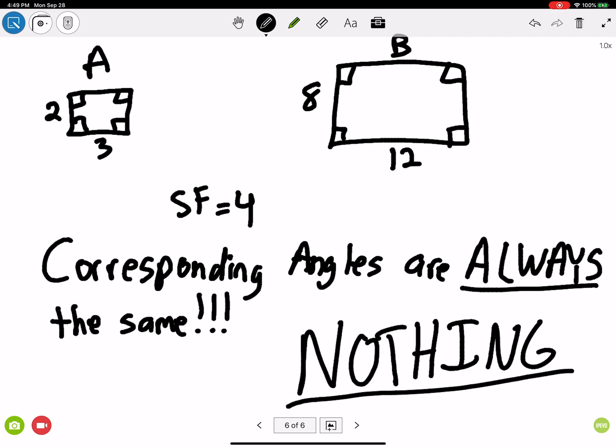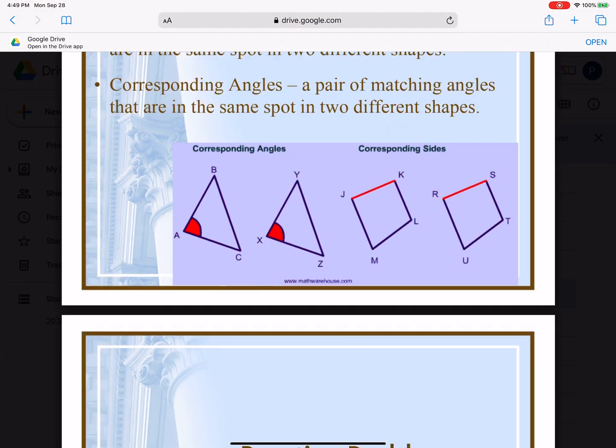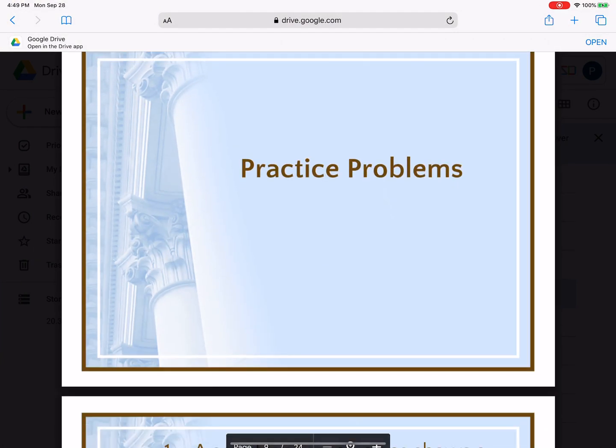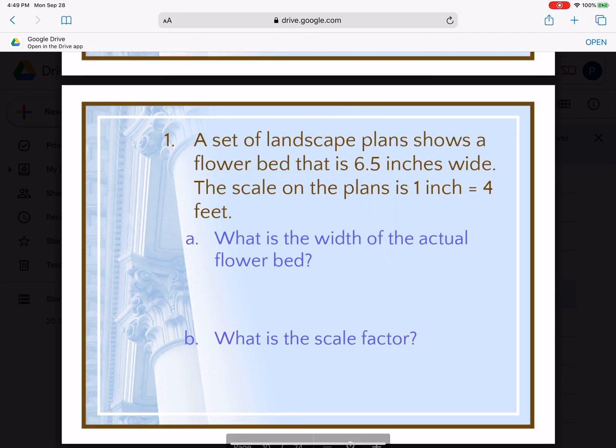All right. Let's look at this example. Some practice. I want you to really think about this. A set of landscape plans shows a flower bed that is 6.5 inches wide. The scale on the plans is 1 inch equals 4 feet.